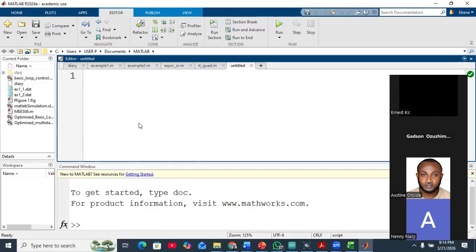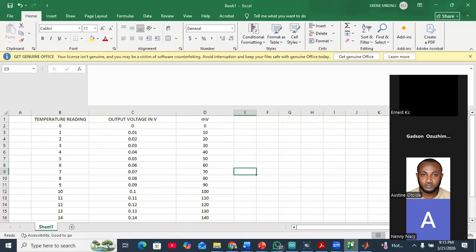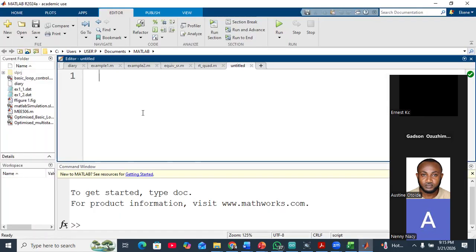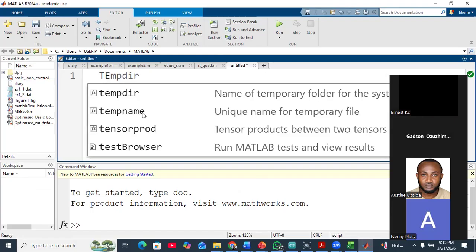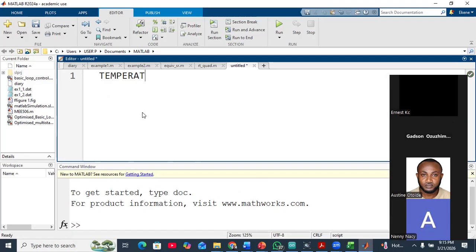So we have here, look at this, 1 to 14, right? So I say Y, or temperature, is equal to 1. We're increasing by 1 up to 14. Up to 14, that is temperature. 1 up to 14.